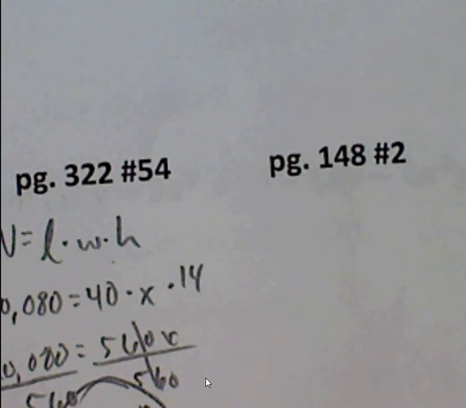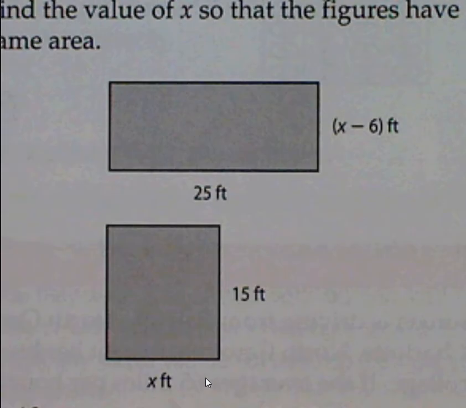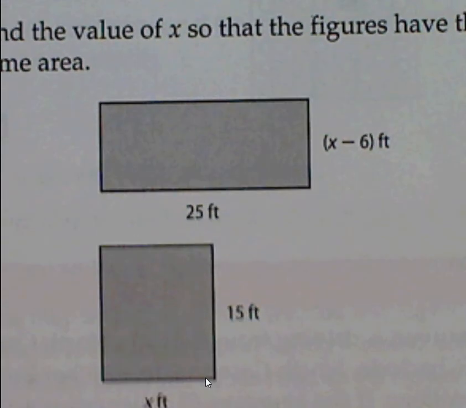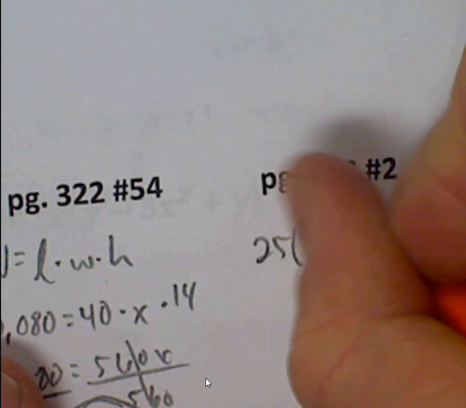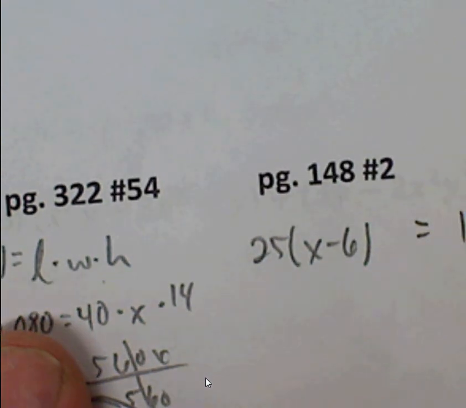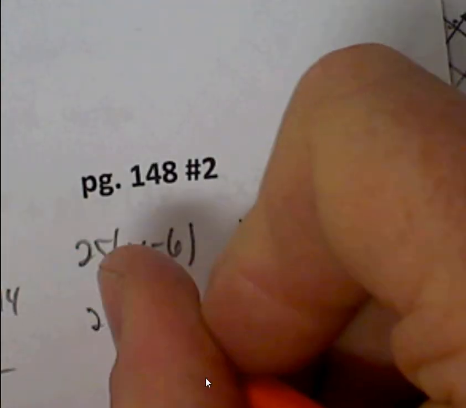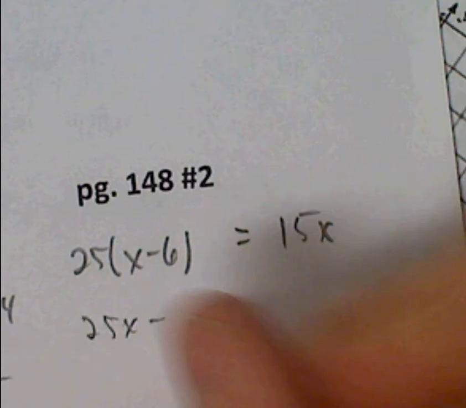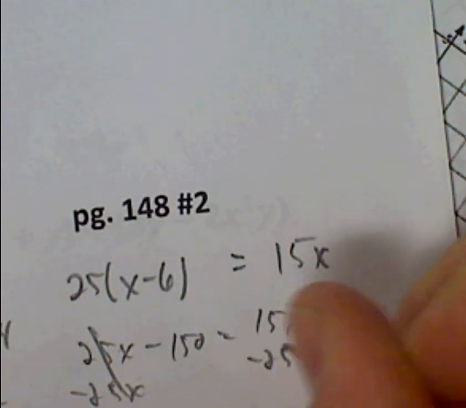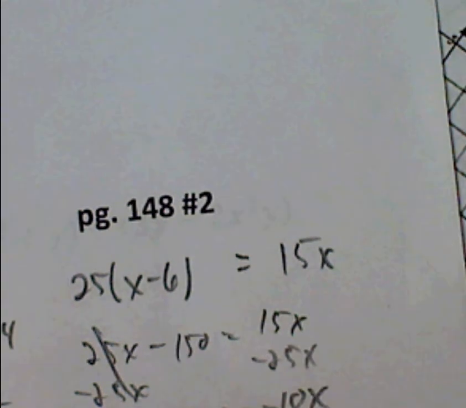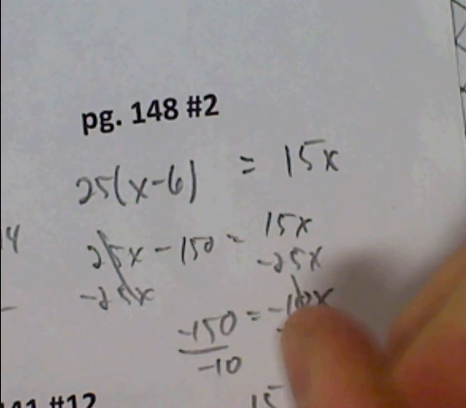Page 148, number 2. Find the value of x so that the figures have the same area. So I have two rectangles. Area is base times height. So if I need the same area, I need 25 times x minus 6 to equal 15 times x. So this would be 25x minus 150 equals 15x. I'm going to go ahead and get rid of my 25x. Negative 150 equals negative 10x. Divide by negative 10, and I get 15 equals x.